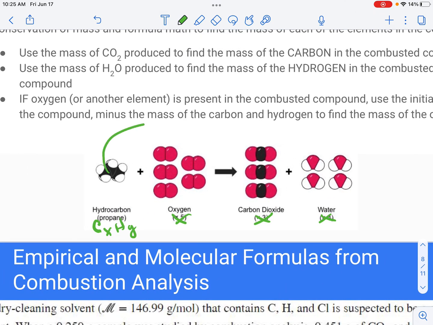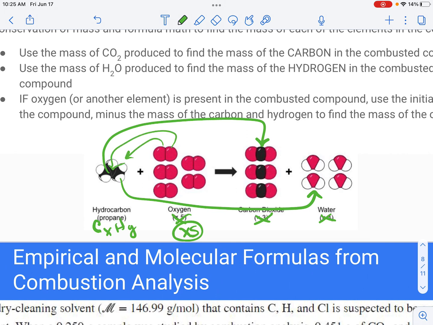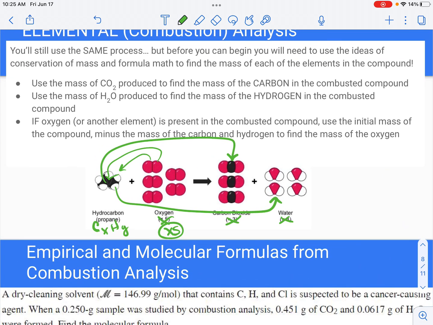Okay, so the reason that I have this picture that I really like is that you're going to see that all of the carbon ends up in the carbon dioxide and all of the hydrogen ends up in the water. And basically this oxygen, which would probably be an excess reactant, combines with the hydrogen and the carbon to give you those 2 compounds. So if we use the mass of the carbon dioxide produced, we can find the mass of the carbon in the compound. And if we use the mass of the water produced, we can find the mass of the hydrogen in the compound, because every single bit of them went there. There's nothing else over here that has carbon or hydrogen in it.